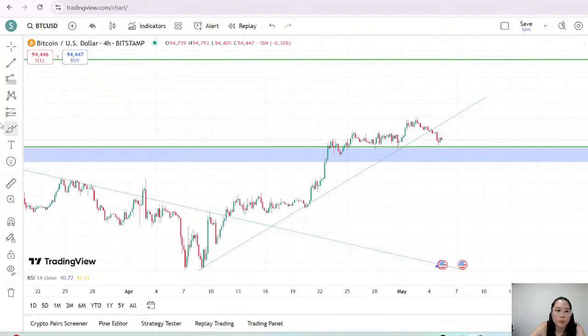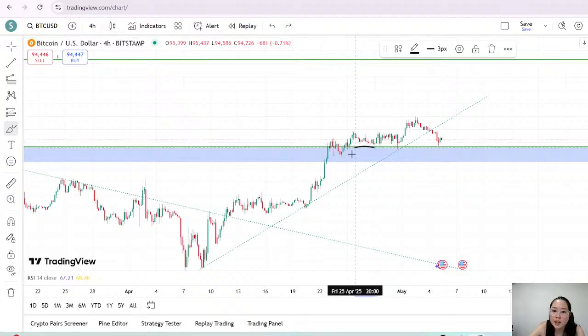Okay, this trend line break really, it doesn't give me comfort, to be honest. It just makes me feel like, okay, I don't want to continue this uptrend anymore. Or I don't know, we'll see.